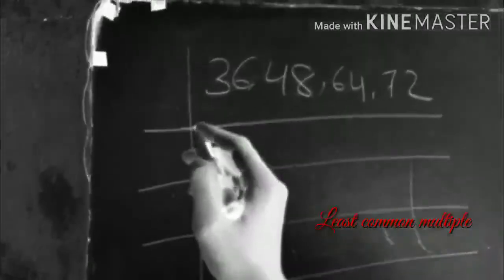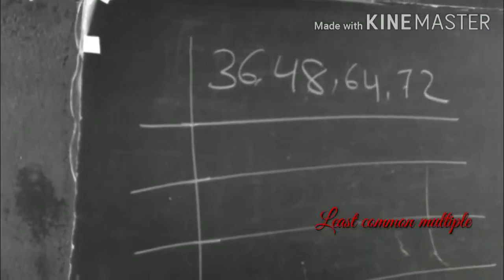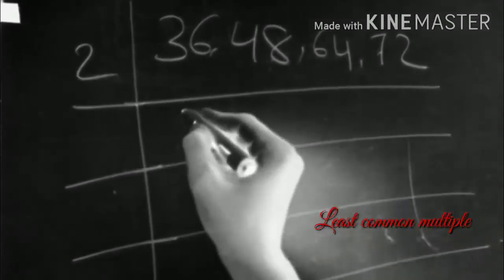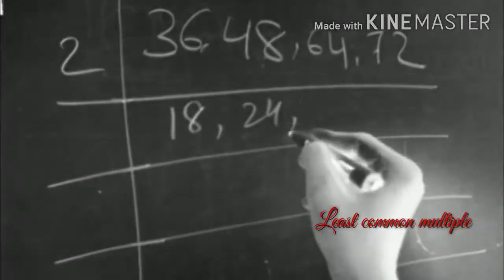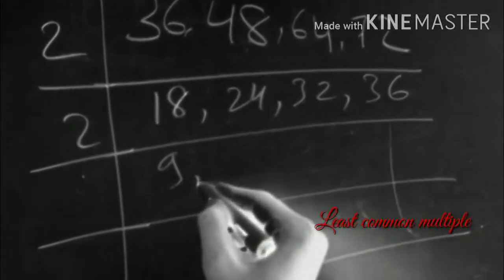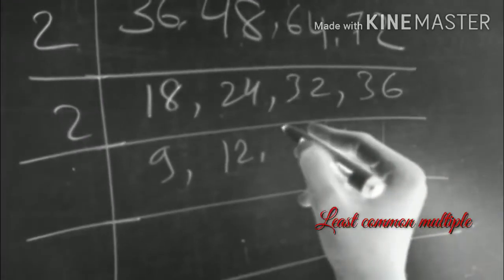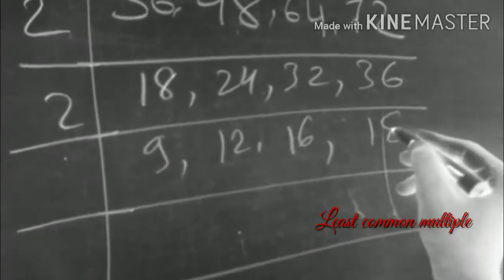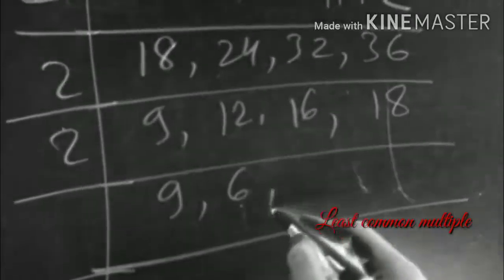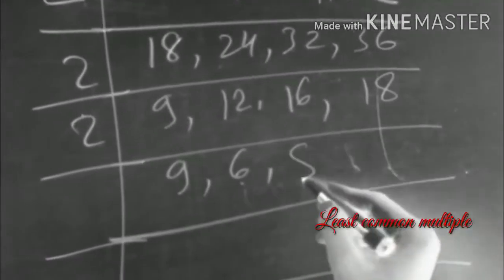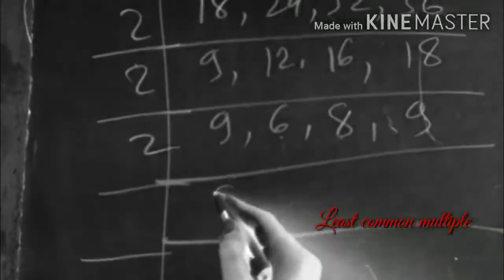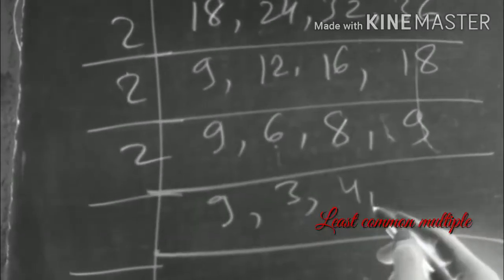Next question. We know the rules and regulations of an LCM. Every question has the same rules and regulations. So look at here. 2 nines are 18, 2 eighteens are 36, 24, and 30. Then again 2, 9 twos are 18, 12 twos are 24, 16, 18 twos are 36. 2 is common again, so 9 is not divisible. 6 twos are 12 and 8, 16. 9 twos are 18. Again 2 is divisible. 3 twos are 6, 4 twos are 8, 9.